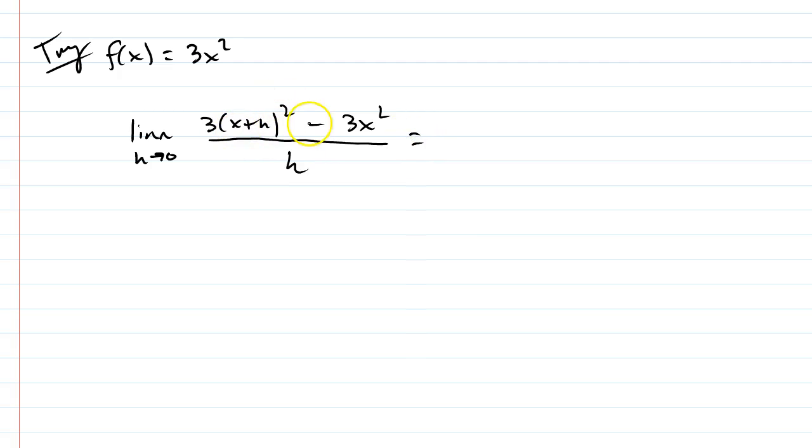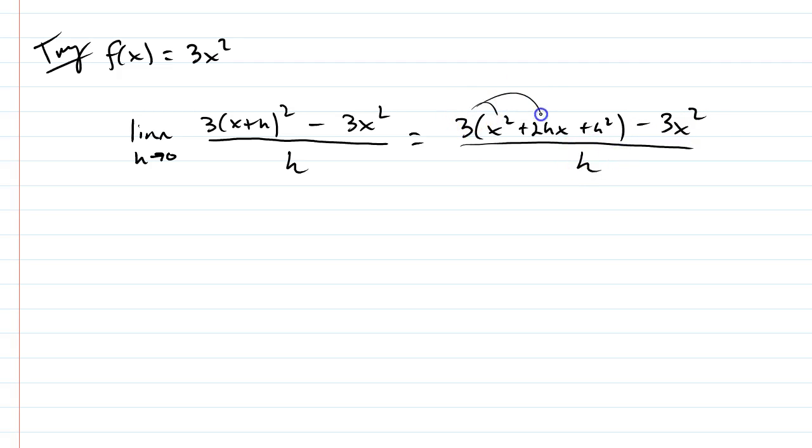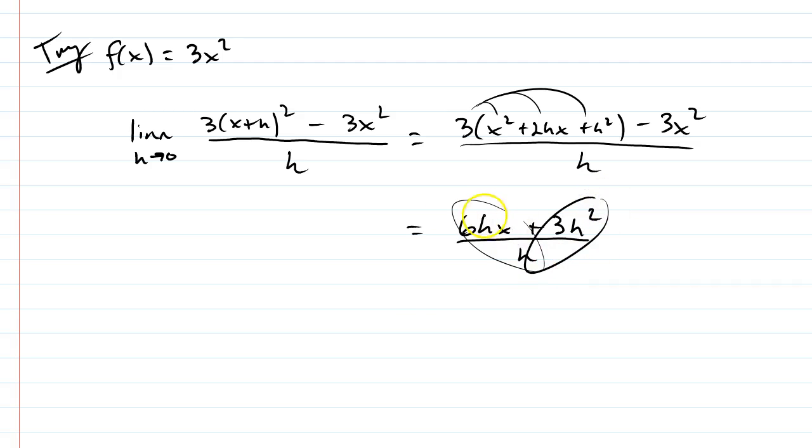Okay, I'm going to expand this right here. So we have 3 times x squared plus 2hx plus h squared minus 3x squared. Now if I distribute here, you'll notice I'll get a 3x squared here, which would cancel with this one. So I have actually 6hx left over, plus 3h squared, all over h. And at this point, we can do what I call the butterfly. The h's divide out, and we have 6x plus 3h.